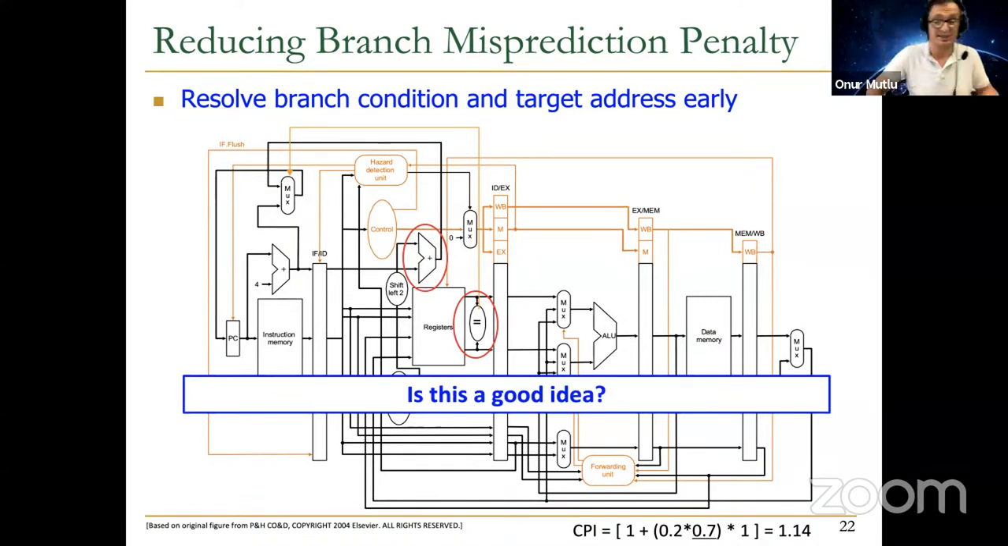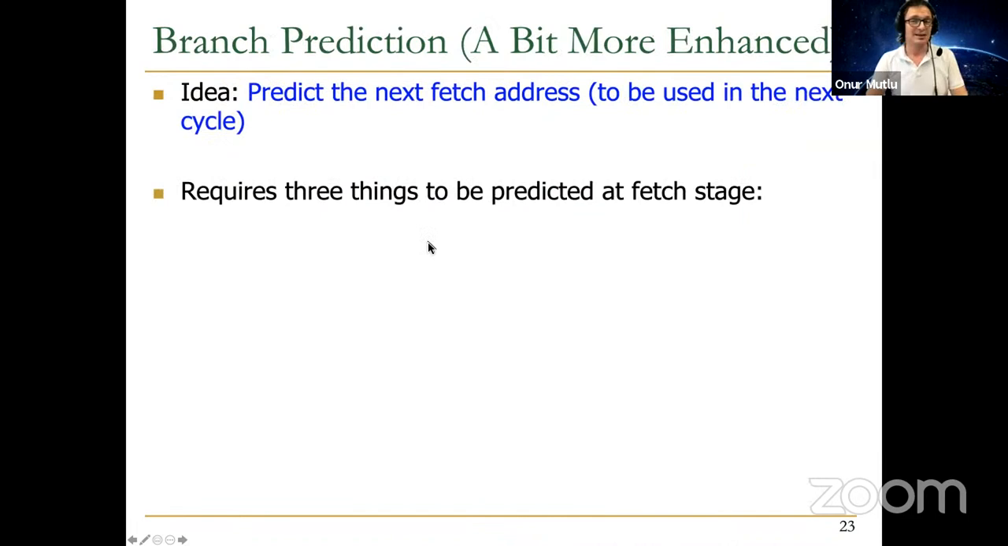And we already discussed under which conditions this could be a good idea. If it reduces cycles per instruction much more than it lengthens the critical path, then sure, it could be a good idea. But usually this tends to be dangerous, especially if you put it on a critical path, close to critical path logic. Okay, so let's do a little bit more enhanced branch prediction now.